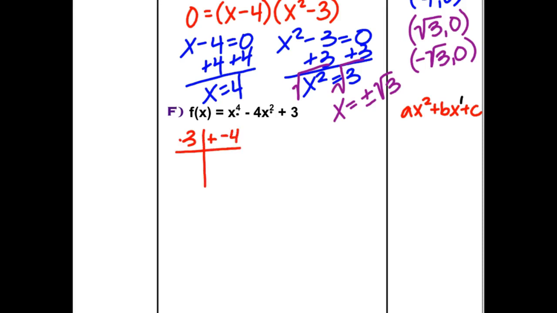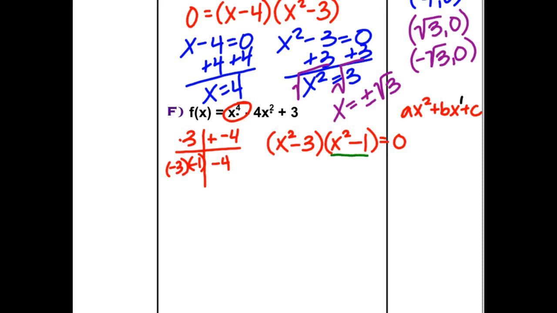If I need to add to a negative, that means both of them will be negative. So I've got negative 3, negative 1, because that gives me negative 4. So when I break into my binomials, I have minus 3 and minus 1. To get x to the 4th, I get x squared and x squared. Well, here's the thing. First off, I recognize that these are both perfect squares. Square root of x squared is x. Square root of 1 is 1.